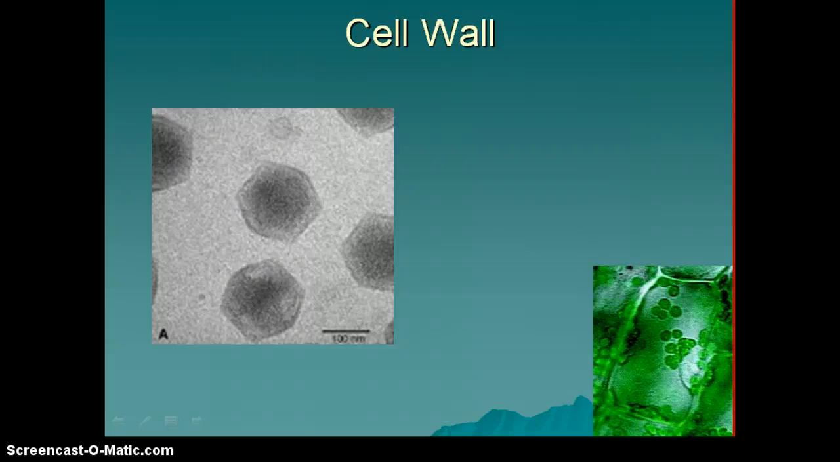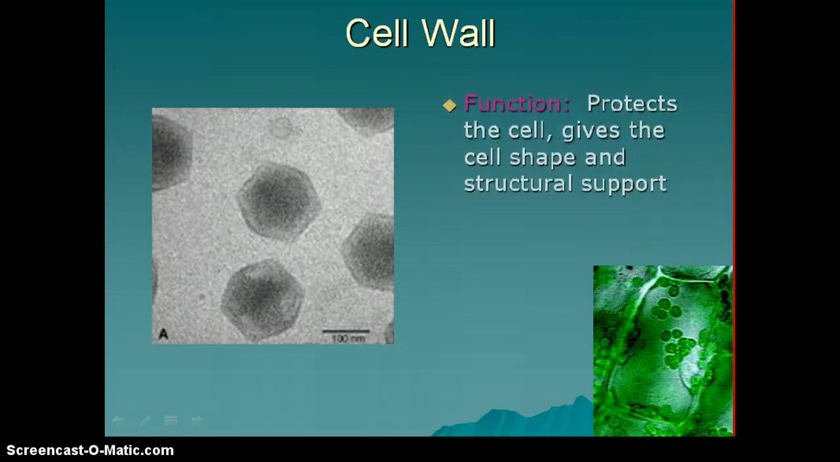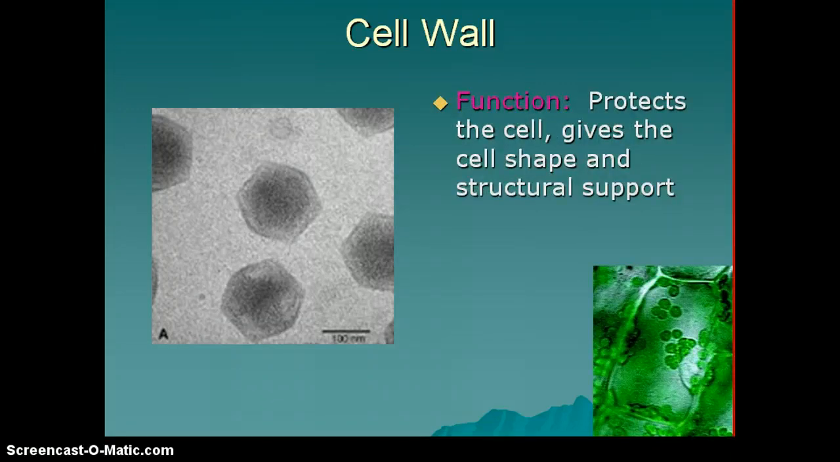The first organelle that we'll look at with plants is a cell wall. Now, plants still have a cell membrane. It just sits right inside of the cell wall. And the cell wall helps to protect the cell. It gives the cell shape and structural support. And if you think about what plants have to do, they have to stand up against the force of gravity. They need to have some rigidity to their stems and to their leaves and things like that. And so the cell wall helps to do that.